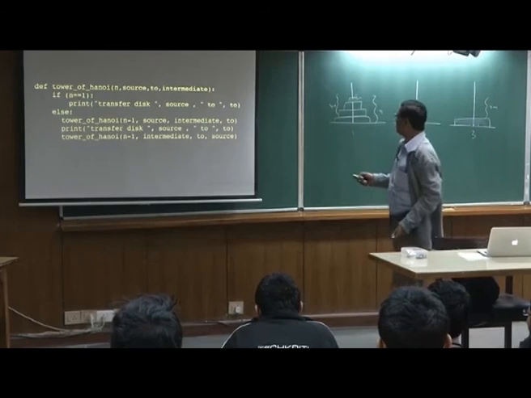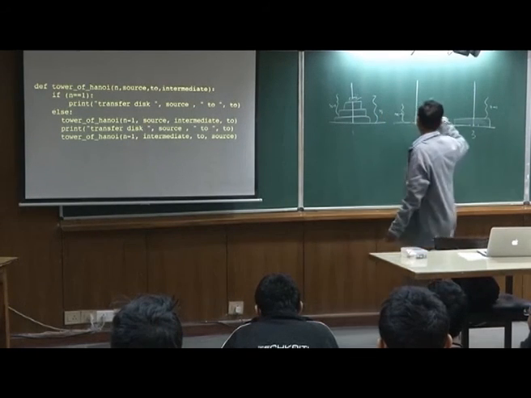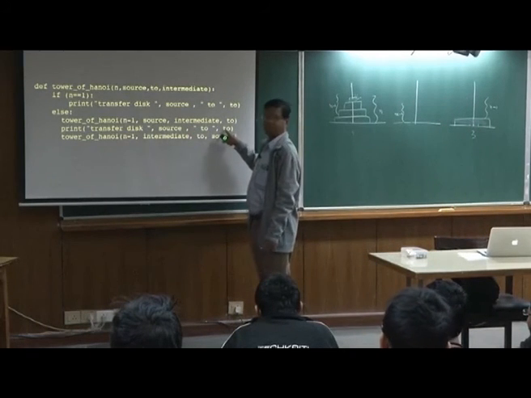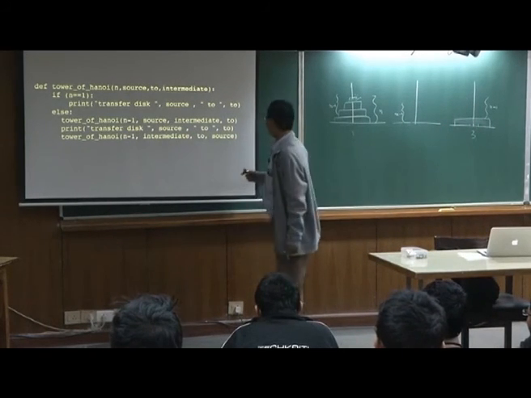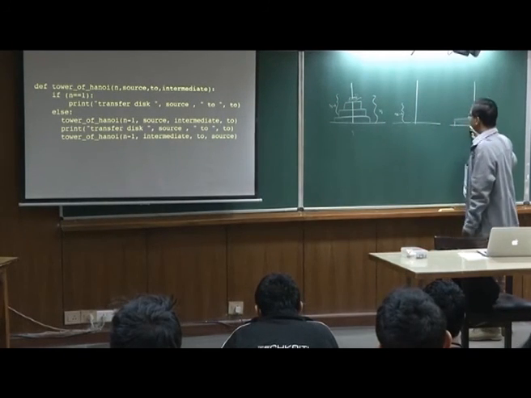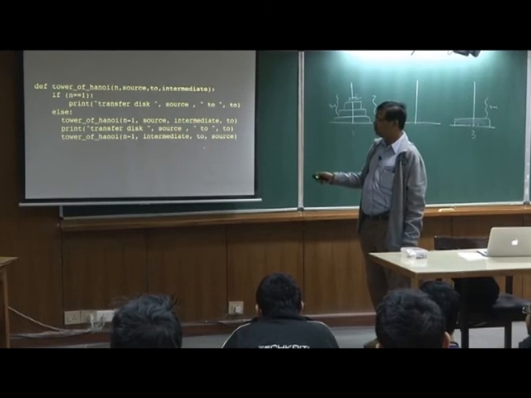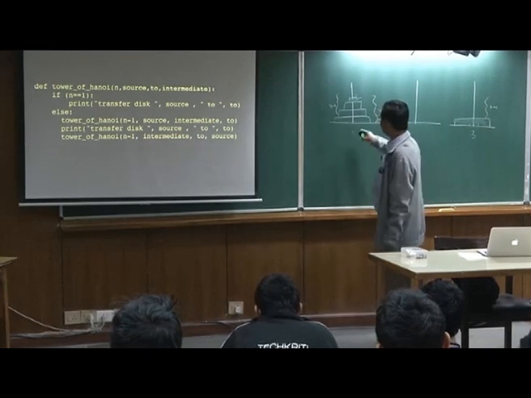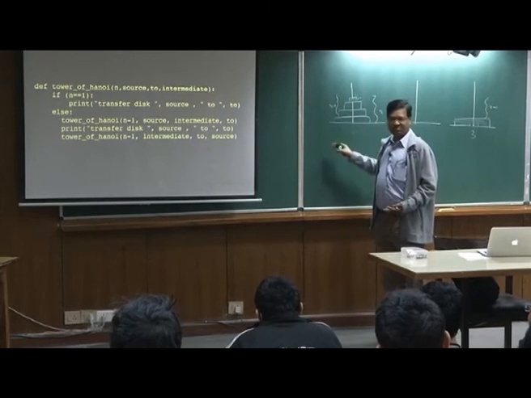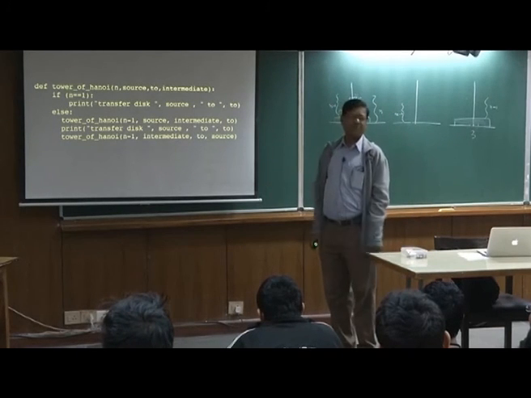And then what do I do? I am left with one disk. So let's transfer this disk from source to 2. And then I have this situation, n minus 1 sitting here and 1 sitting here, and after that I take n minus 1 from intermediate to 2, but this peg becomes an intermediate now. So the source peg becomes intermediate for this process, and if you do this, you solve the problem.